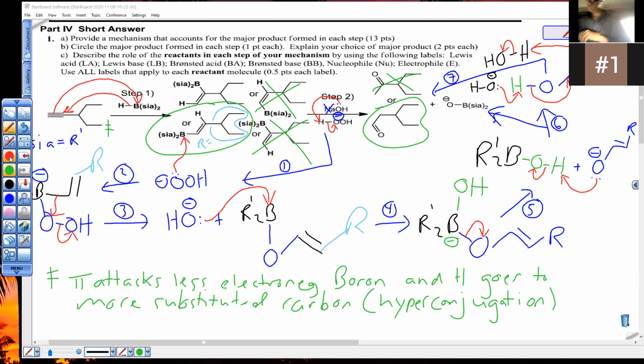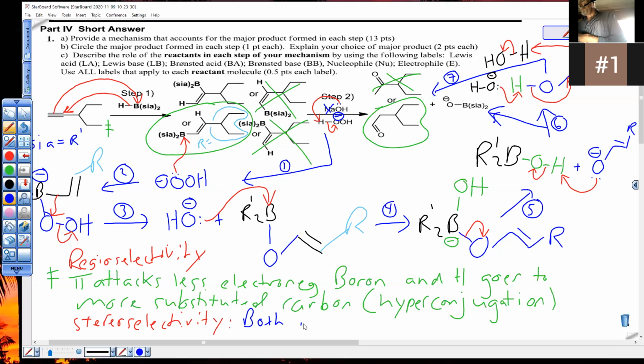And you got to explain the stereoselectivity. That's regio. Regioselectivity. And stereo. Quite easily explained. Both new bonds at same time equals syn. That's why the H and the B are on the same side of the alkene.